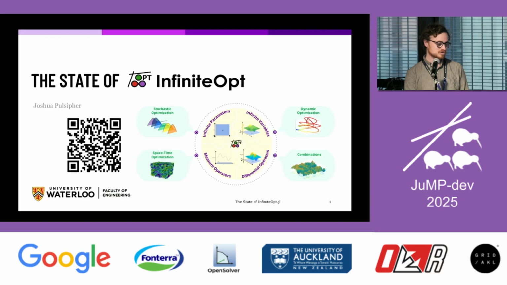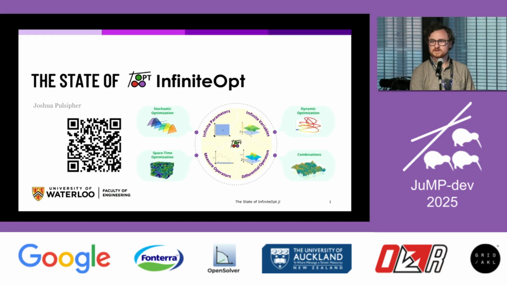So, yeah, my name's Josh Pulsipher. I'm a professor of chemical engineering at the University of Waterloo. And I've been doing stuff with Julia and JuMP and InfiniteOpt for quite a few years now. So I'm taking this opportunity to give an overview of a lot of different projects that we have going on now. I have basically a team of students now, so we have a lot of stuff going on. So this is a catch-all review of some recent progress.